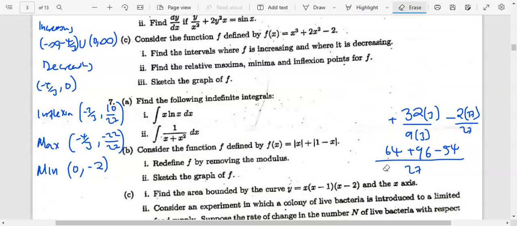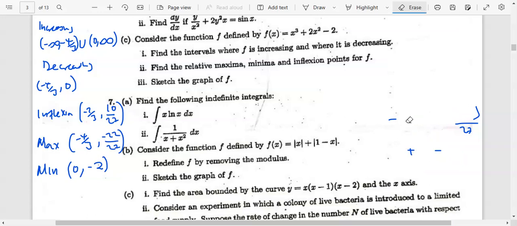The next one: sketch the graph. Interesting part. How do we sketch the graph? First, I'm going to get the first derivative. Remember, for the first derivative, we found the increasing and the decreasing, so those are the ones I want to write. And then the second derivative when we equate it to 0.